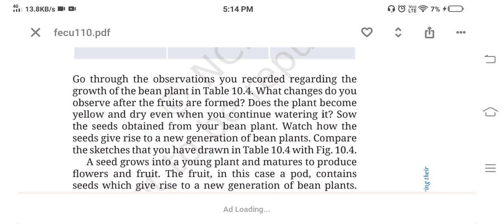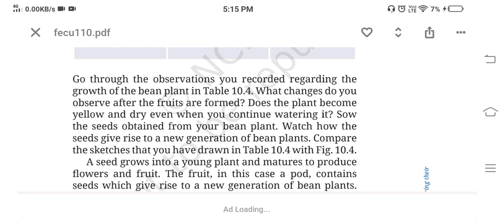Go through the observations you recorded regarding the growth of the bean plant in Table 10.4. What changes do you observe after the fruit is formed? Does the plant become yellow and dry even when you continue watering it? Watch how the seeds obtained from your bean plant give rise to a new bean plant.